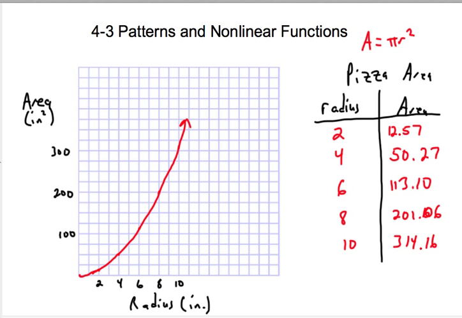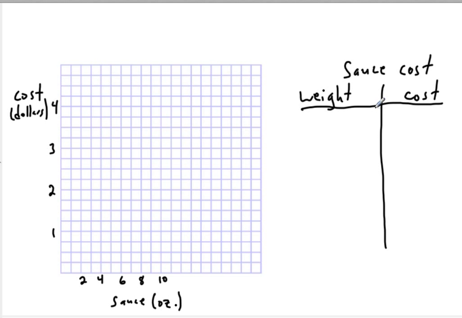All right, now I'm going to do the weight of sauce versus the cost of the sauce. So this is how much sauce you're putting on a pizza. So if you put 2 ounces of sauce on a pizza, it's going to cost 80 cents. If you put 4 ounces, it's going to cost $1.60. If you put 6 ounces, $2.40, and 8 ounces, $3.20.